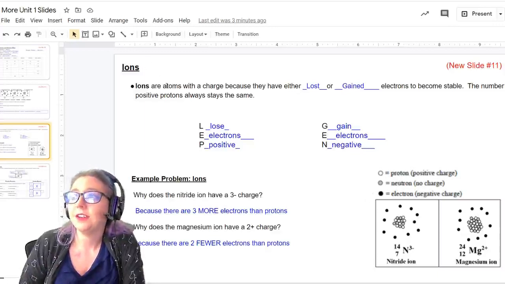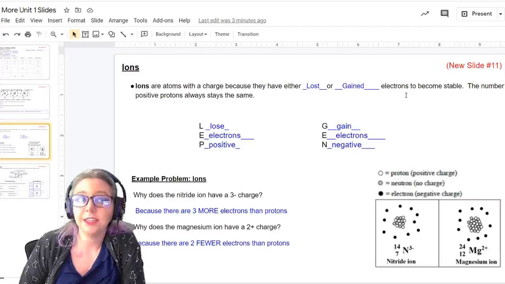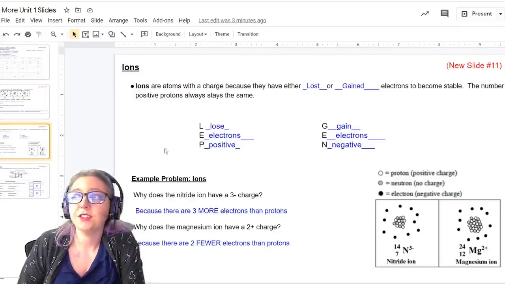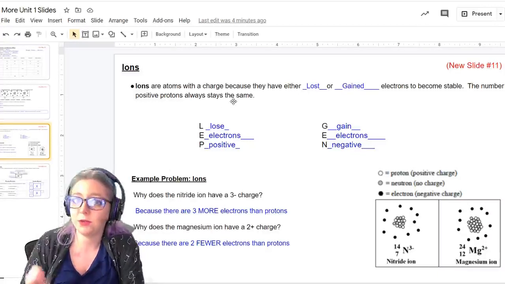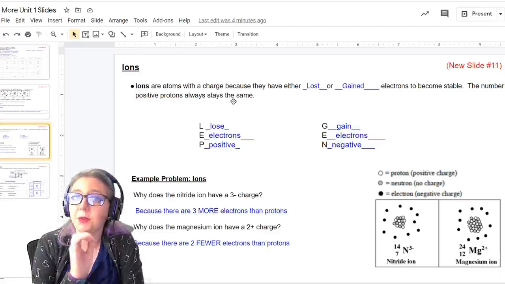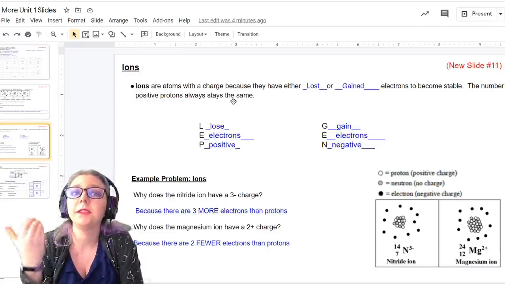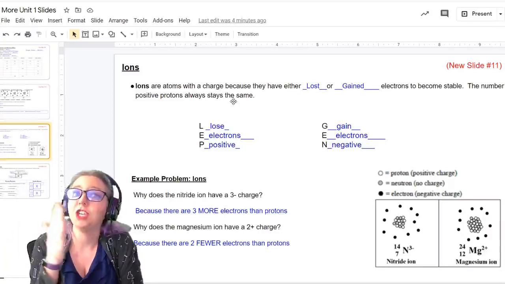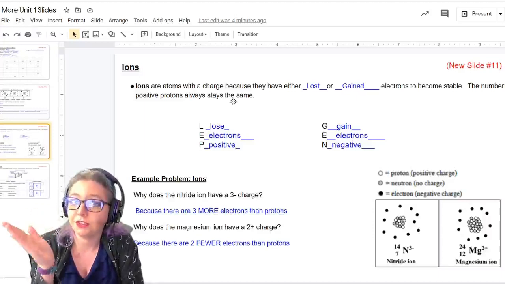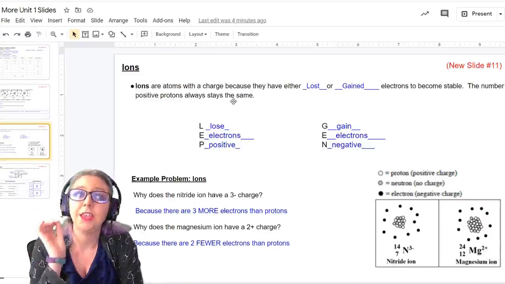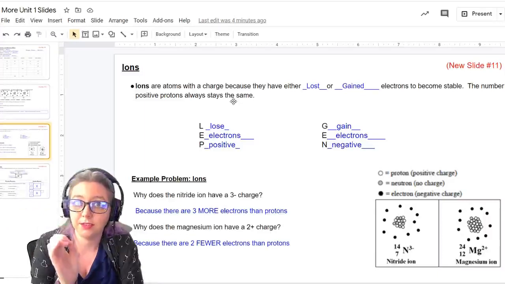So ions are atoms with a charge because they've either lost or gained electrons to become stable. Now, the number of positive protons always stays the same. I never change my protons. If I change my protons, I'm looking at something completely different. I can change my neutrons and still have the same element, and I can change my electrons and still have the same element. You never change your protons.